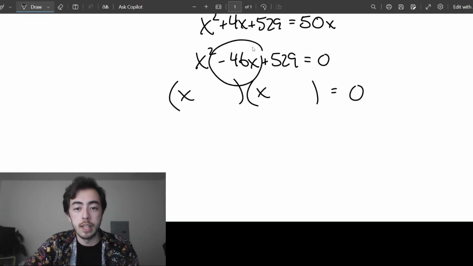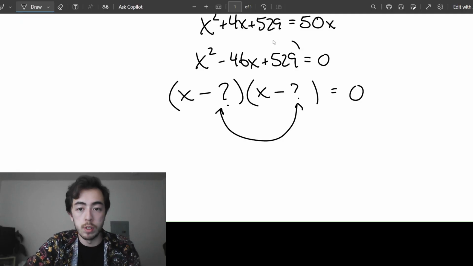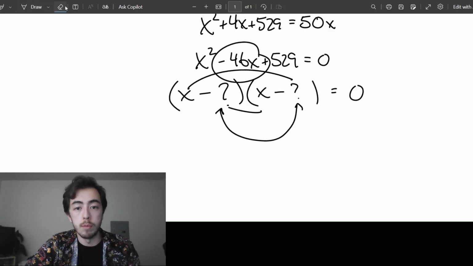Because this is a negative and this is a positive, I know that I'm going to have two minus signs here and here. That's just because once I figure out what numbers go in these spots, when I multiply these binomials back out and expand them, the two negative numbers will produce a positive number. And then essentially the distribution here and here would produce a negative number in the middle.